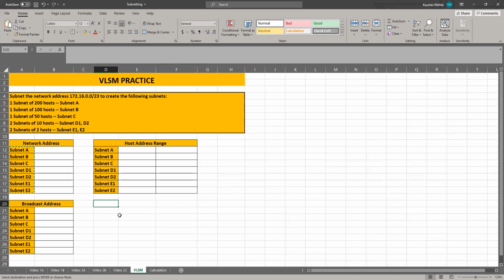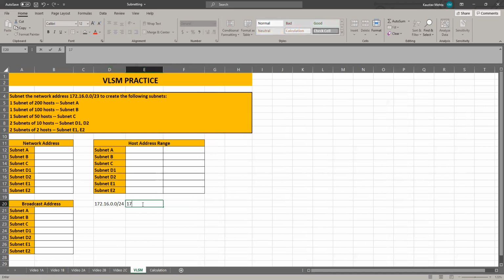Breaking that down into two would give us the network address of 172.16.0.0/24, and the range of this would be all the way to 172.16.0.255/24. And the second network, breaking down into /24, would be 172.16.1.0/24, because we are using 1 as a magic number. Sorry, this one will be .1.0, and this will be /24 as well.